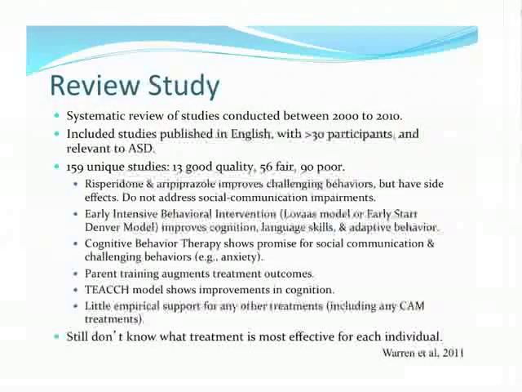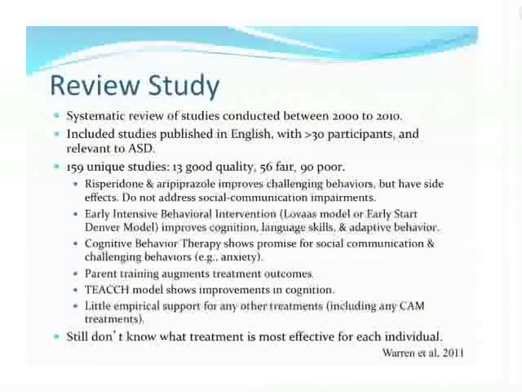Other promising approaches are cognitive behavioral therapies that focus on social communication and other challenging behaviors. Specifically, there's a nice approach that's been developed down at UCLA by Jeff Wood using CBT, or cognitive behavioral therapy, for addressing anxiety, specifically in children with autism. That seems to be showing some significant promise. As well, parent training clearly augments treatment outcomes.